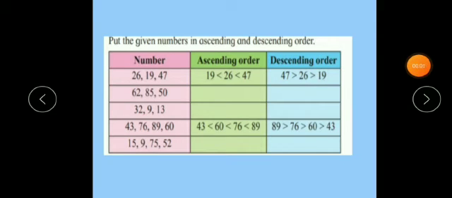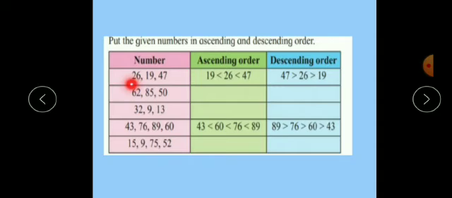Now children, see some examples from your maths textbook, page number 40. Here is one column, and in this column also we have to arrange these numbers in ascending and descending order. But here, instead of giving a comma, we put a sign of comparison, greater than or less than. Now see the first example, the numbers are 26, 19 and 47.